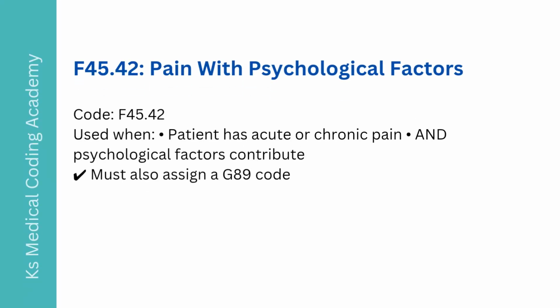F45.42. Pain with psychological factors. Code F45.42 is used when the patient has acute or chronic physical pain, and psychological factors contribute to that pain. In this case, assign F45.42 and assign a G89 pain code.